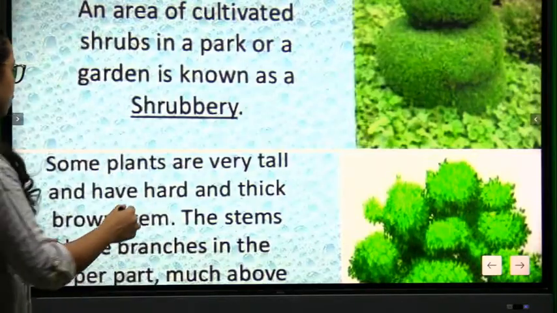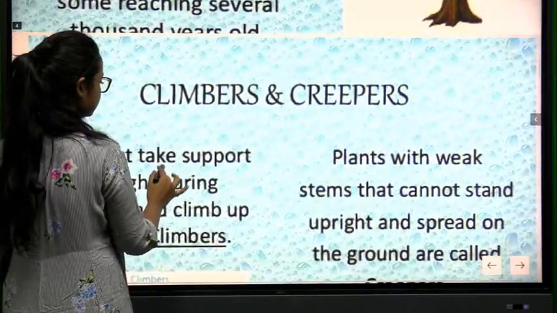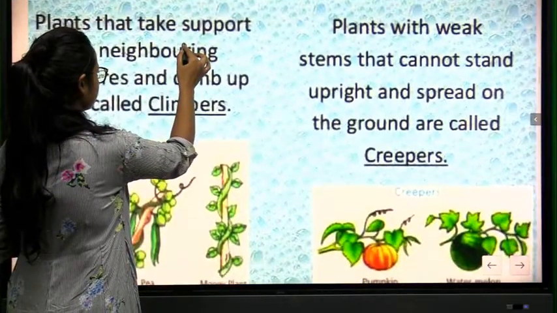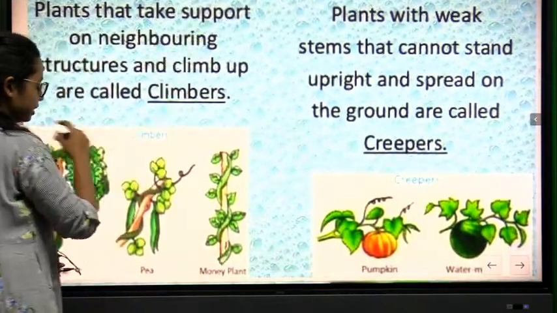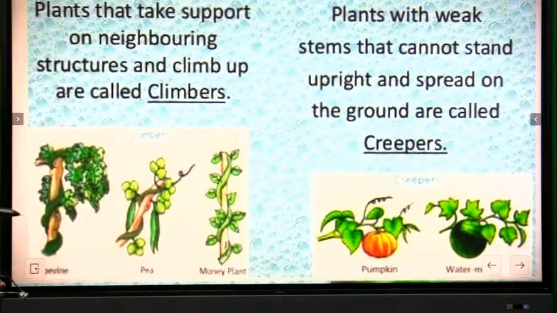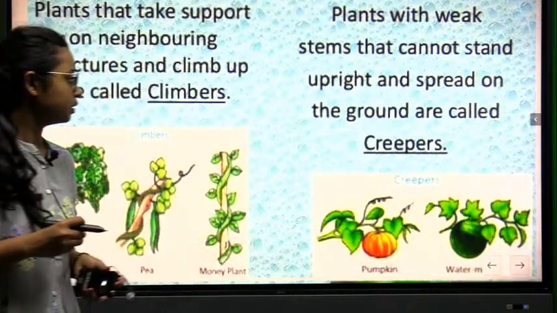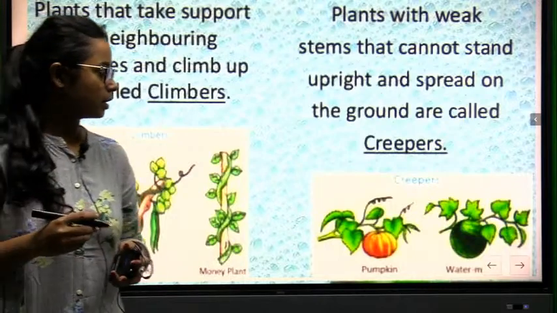After that we will talk about creepers and climbers. Now what are creepers and climbers? Now what are climbers? Plants that take support on neighboring structures and climb are called climbers, and plants that have a weak stem that cannot stand straight and spread on the ground are called creepers.